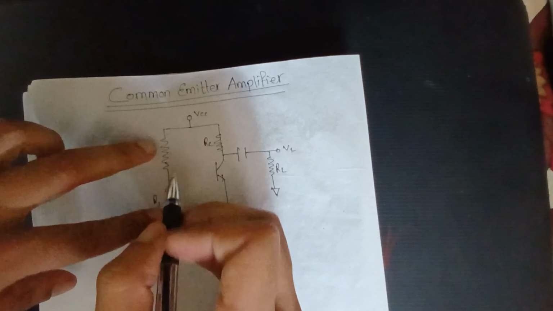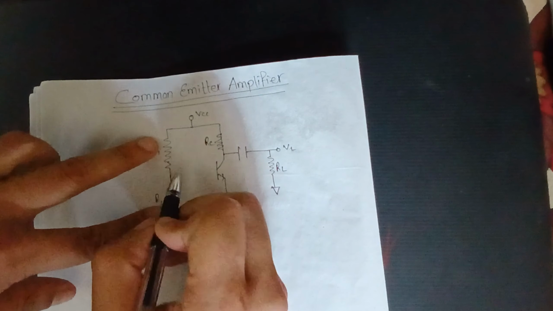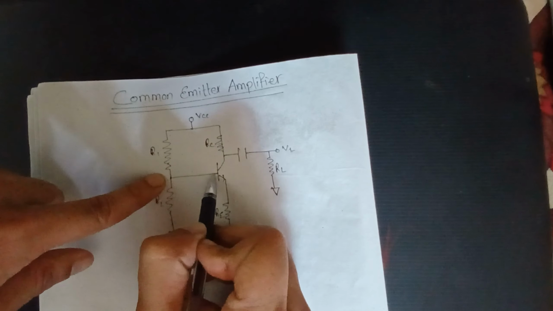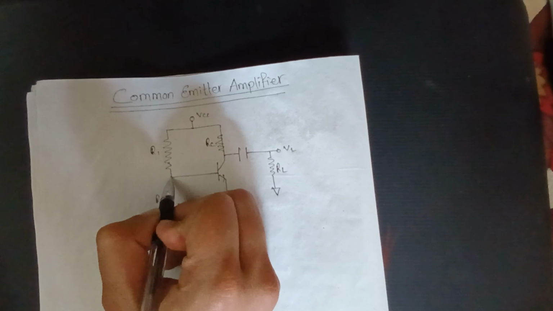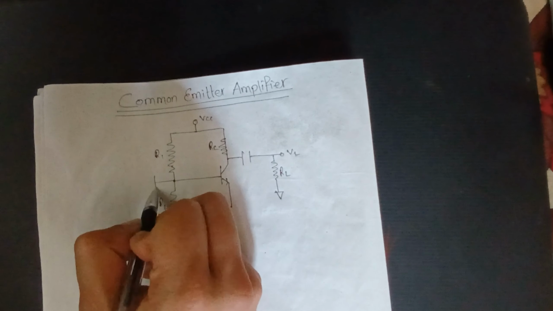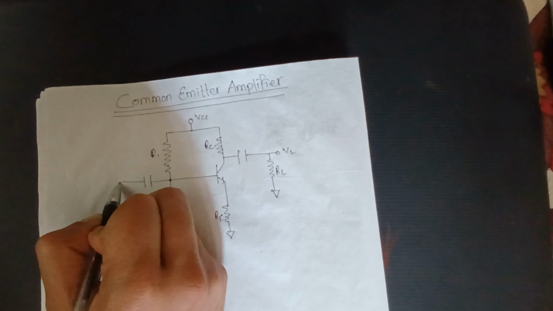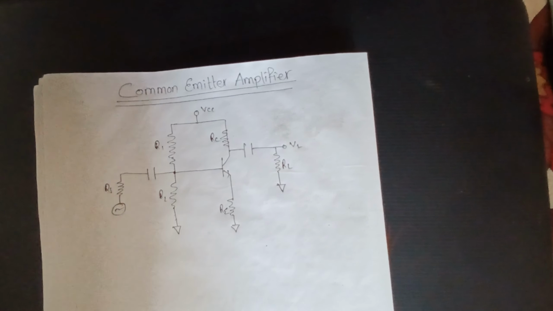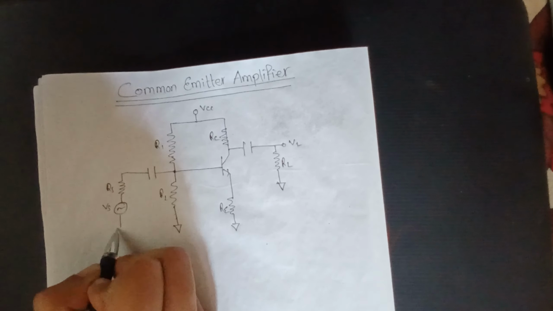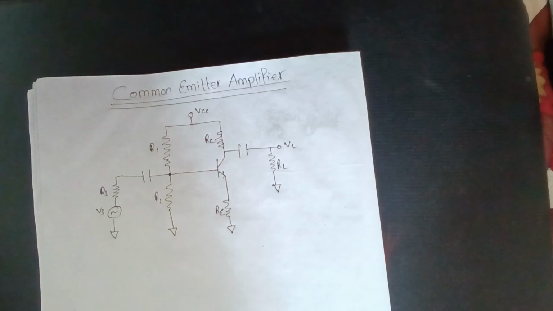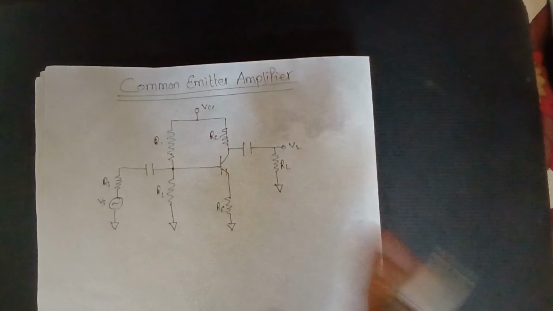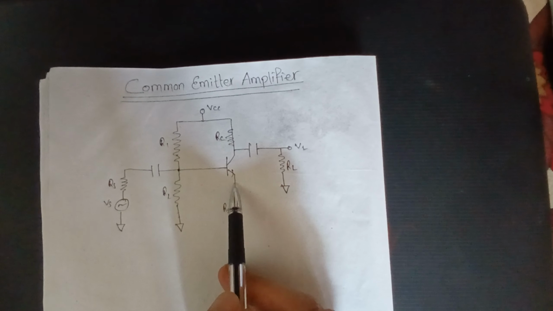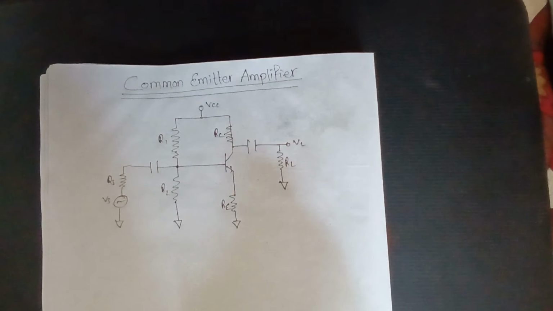From R1 and R2, a voltage is divided, VCC is divided at this point, and the divided voltage is connected to the base of the transistor. And at the same junction, a capacitor is connected, which is in series with the source resistance and an AC voltage source. Vs is connected, which is connected to ground as well. So this is a typical common emitter amplifier circuit, and there's also a capacitor at RE, which we'll discuss later.